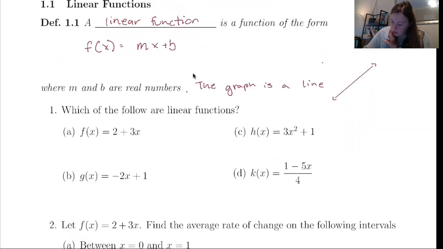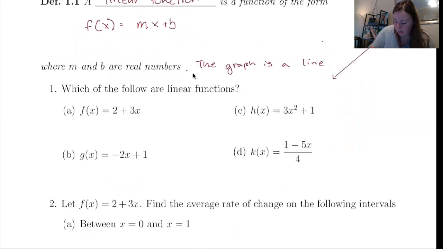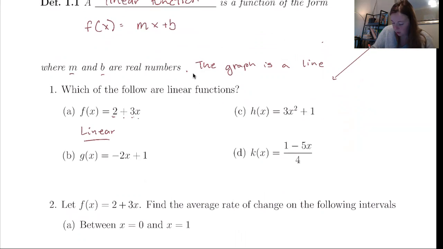Okay? So which of the following are linear functions? We look at A. f of x equals 2 plus 3x. I would say this is linear, right? Where b would be 2 and m would be 3. So that one's going to be linear. What about b? Minus 2x plus 1. All I was told about m and b is that they're real numbers. They can be negative numbers. So I would say that b is also linear. And see, x is not squared or not in the denominator at all.